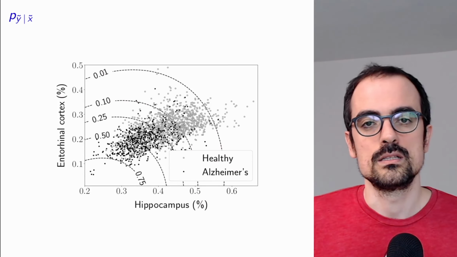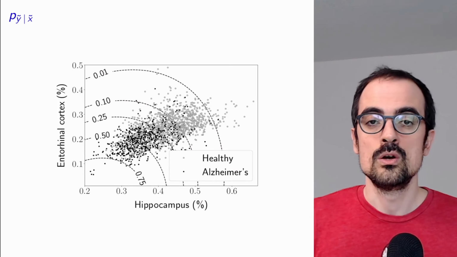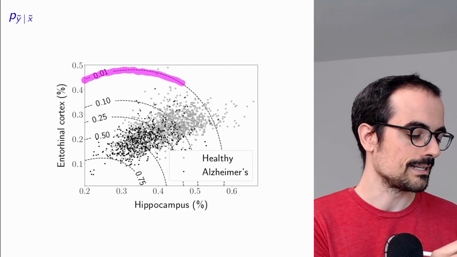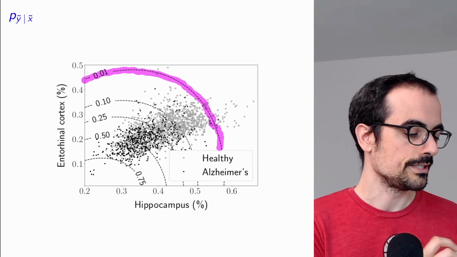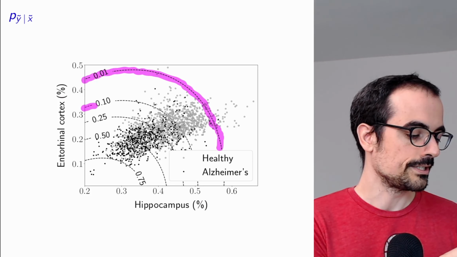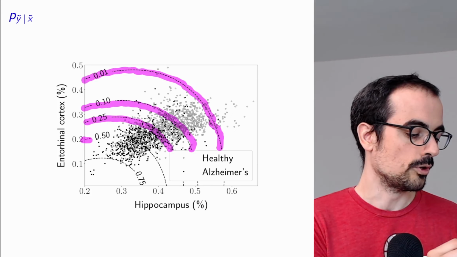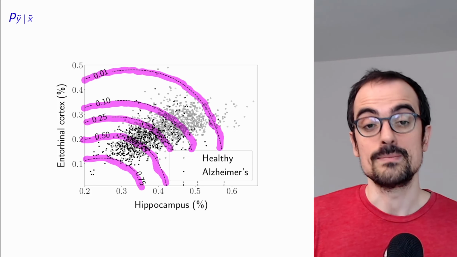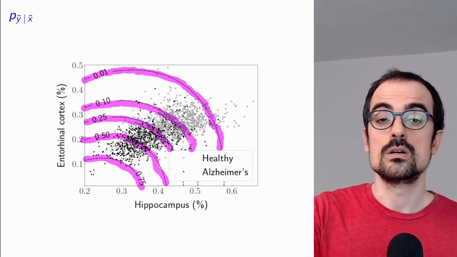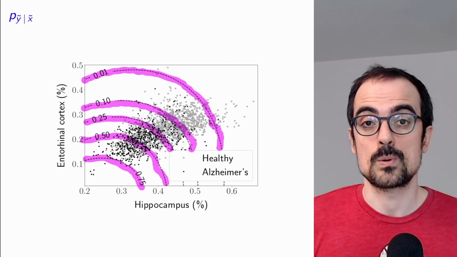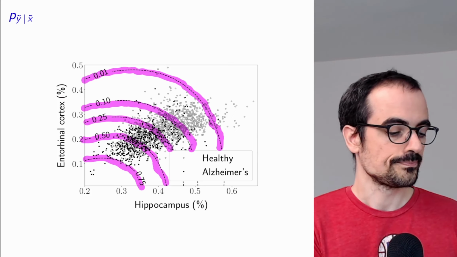This is what the probabilities look like for our example. Along this line, the probability of Alzheimer's is 0.01. Along this line, it's 0.1, 0.25, 0.5, and 0.75. So it makes a lot of sense, right? The smaller the entorhinal cortex and the hippocampus, the higher the probability of Alzheimer's.